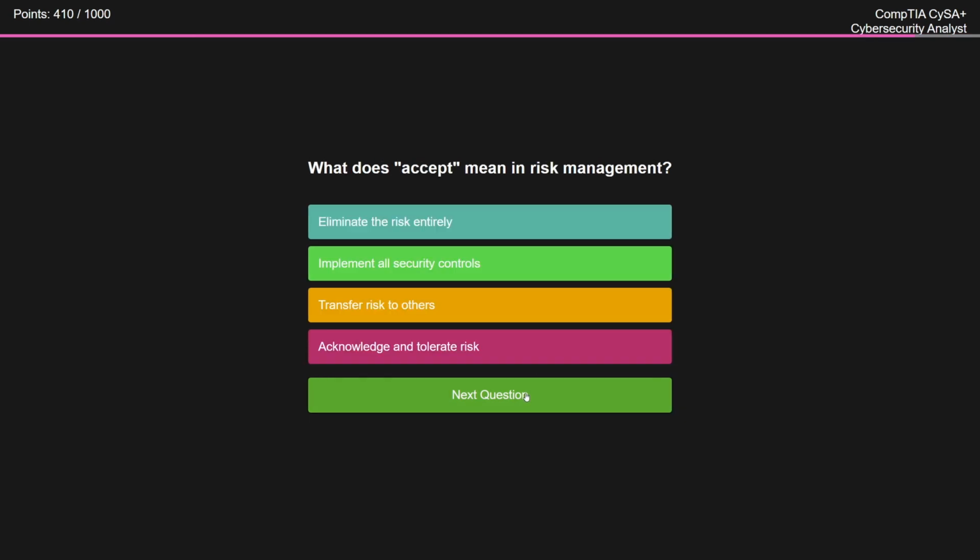What does accept mean in risk management? Eliminate the risk entirely. Implement all security controls or transfer risk to others. Or acknowledge and tolerate the risk. I'm going to say, for this one, acknowledge it.